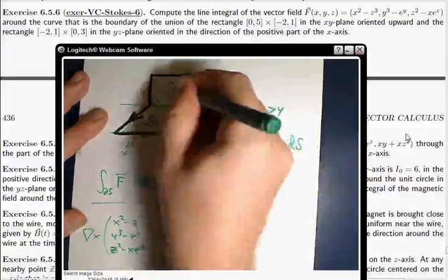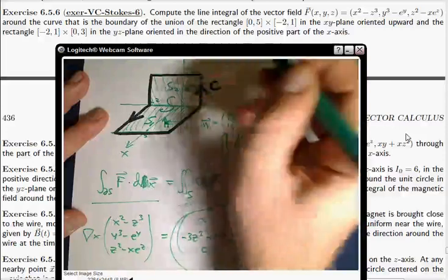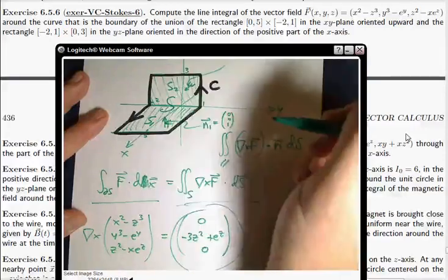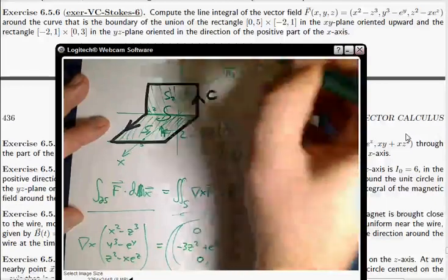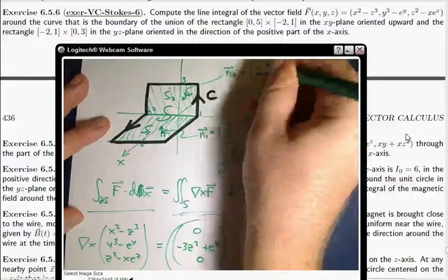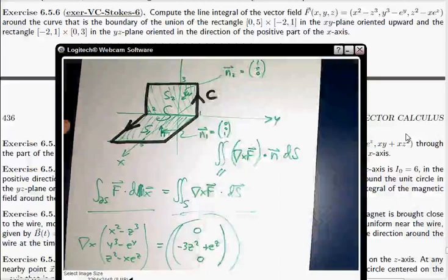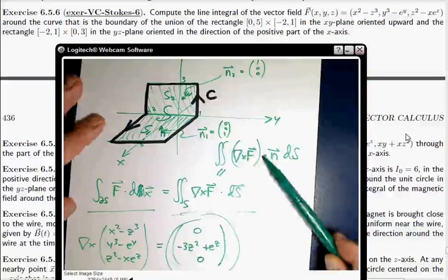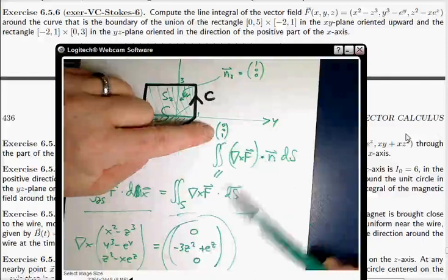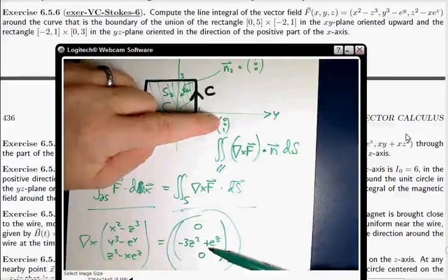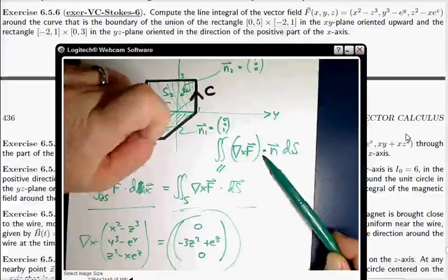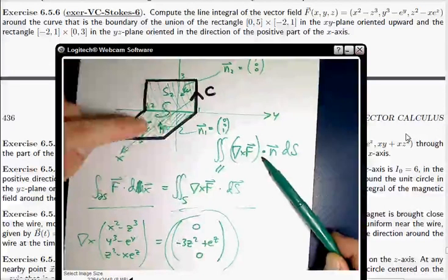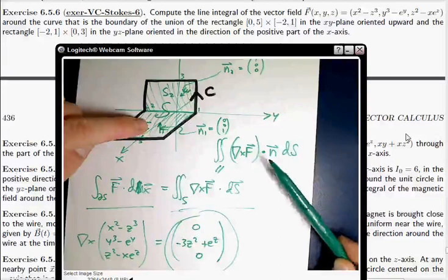And on S2, that little unit normal vector there, which you might call N2, is clearly 1, 0, 0. And in both cases, note that the curl dot this normal vector, the dot product of these two things, is 0 because everything has a 0 in it. So this dot product on that surface is going to give you 0. Is that cool?